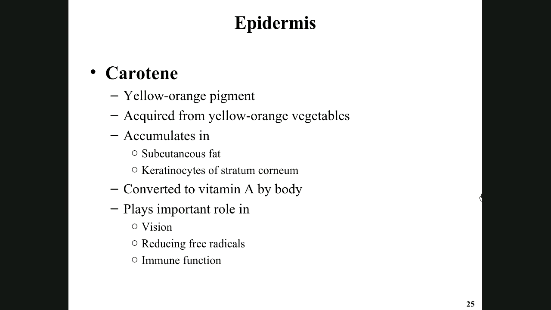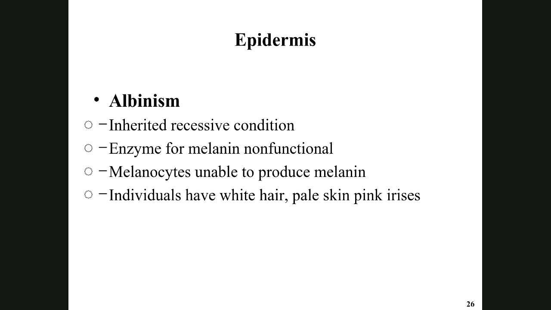We have a disease which we call albinism. Albinism is a genetic problem. It's a recessive condition, and in these individuals, we have some malfunction of the enzyme which makes melanin. So we cannot make melanin, and this person has white hair, pale skin, and pink iris. We call it albinism.